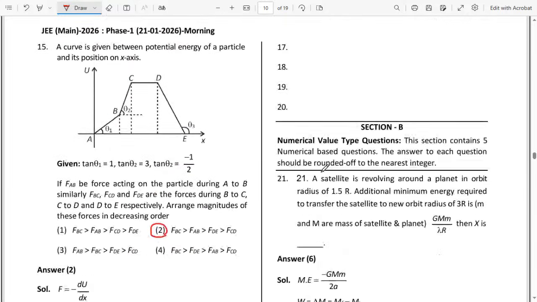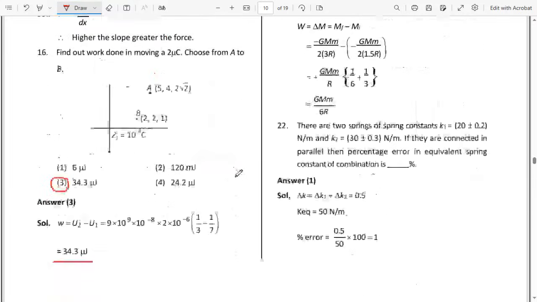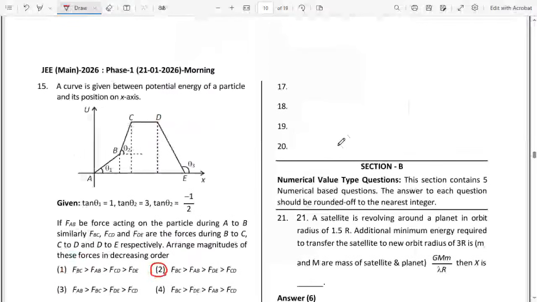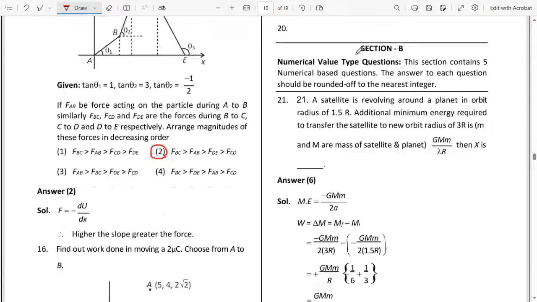Yes, students, all these questions are based on memory. So some of the questions were not found. So let us see section B of physics, JEE Main 2026, January 21st, session 1.